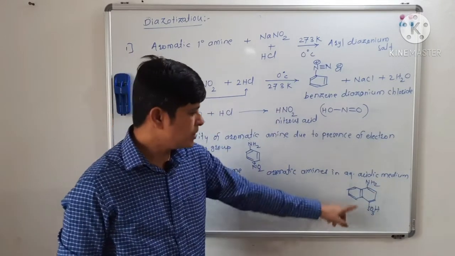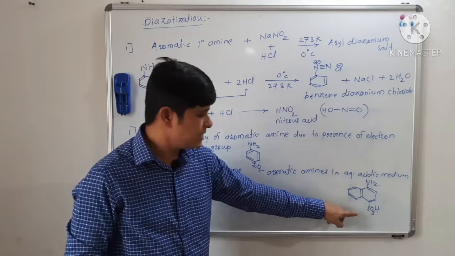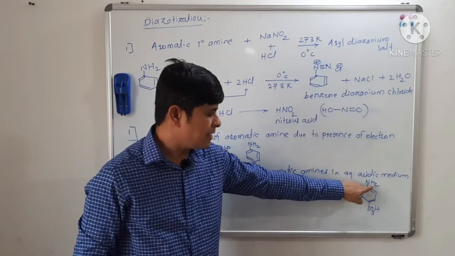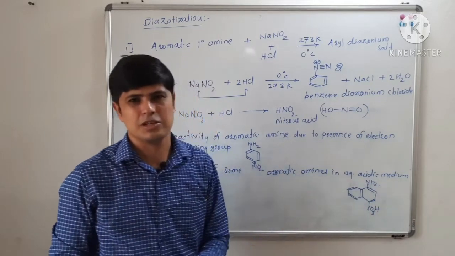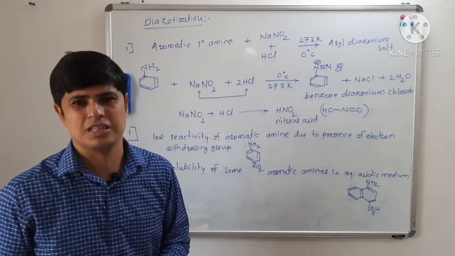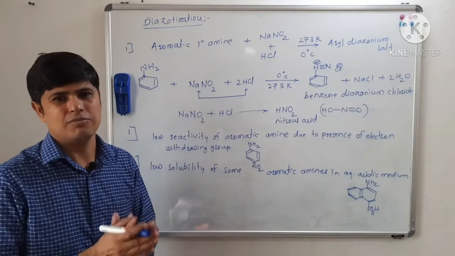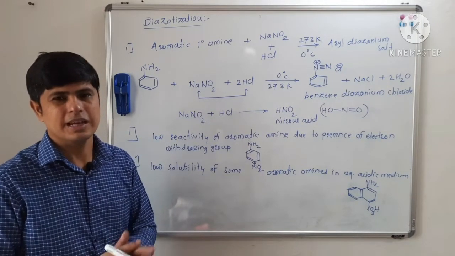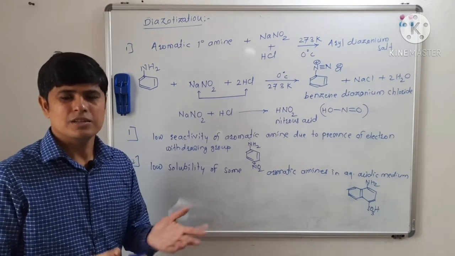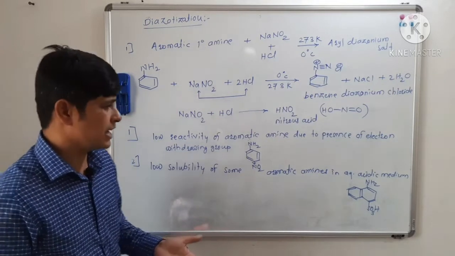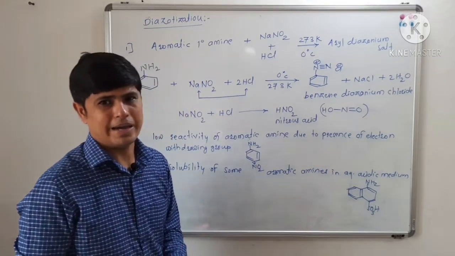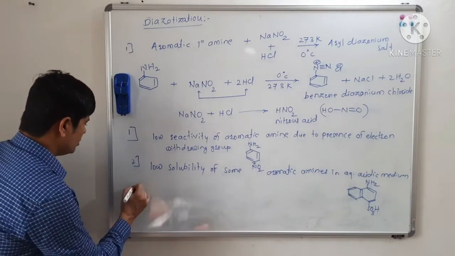Because of this zwitter ion, that is, because of the presence of an acidic group and also a basic group in the same structure, this type of amine will have lower solubility in aqueous acidic medium. Hence we will get some problem in the diazotization reaction of such type of amine. Now, the next point is what?